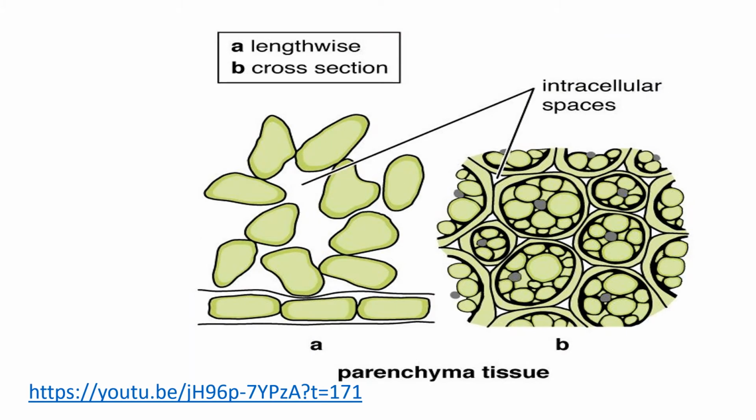There are some diagrams showing parenchyma tissue, indicating the presence of intercellular spaces between the cells of the parenchyma. In the first one, we can see a lengthwise, that is, longitudinal section of the parenchyma tissue, and B is a cross section. Here I have also mentioned a YouTube video. If you don't know about cross sections, you can watch it.